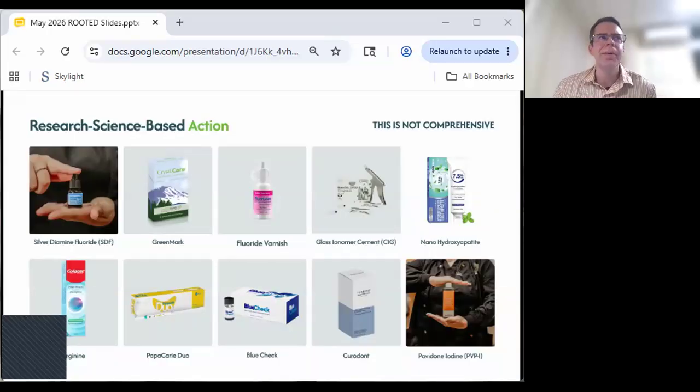I was actually on a missions trip in Eleuthera, and I helped countless kids using this because they were so scared, so afraid, and I was able to do caries removal using this Papa Carry Duo without having to numb them. Blue check is basically it shows activity. Back in the day, we had these disclosing tablets, same sort of thing where you can paint it on teeth and it's going to show you activity level.